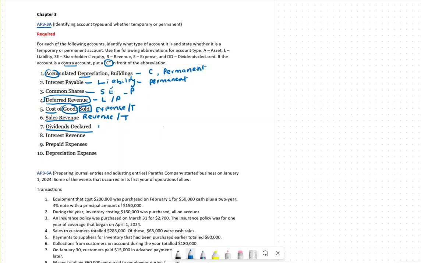Dividend declared goes in the dividend declared category, and it is temporary. Interest revenue is my revenue account, and it is temporary. Prepaid expense is an asset we paid in advance, and that is my permanent account. Depreciation expense is an expense. If it's an expense, it goes on my income statement, and it will be my temporary account. So that's the first one.